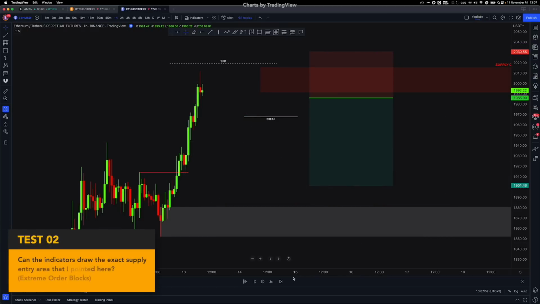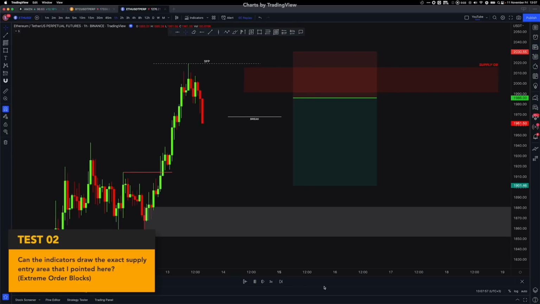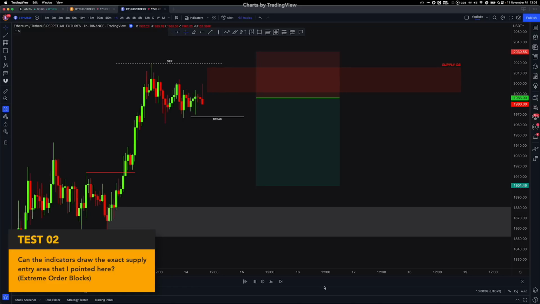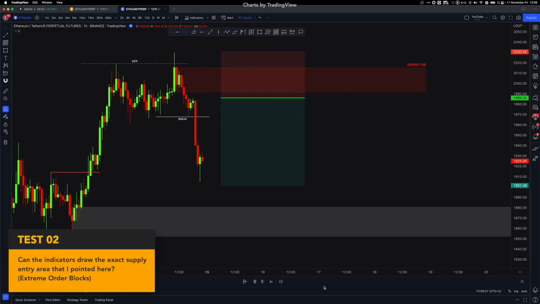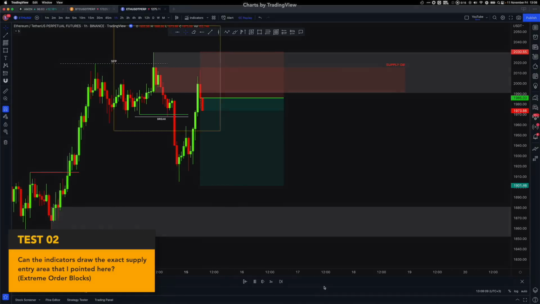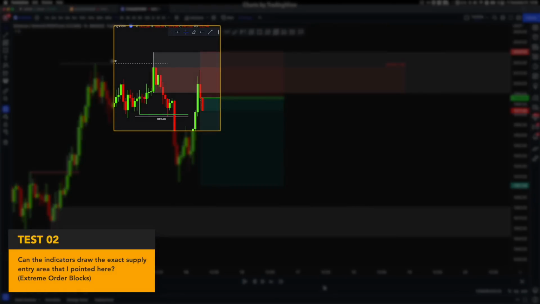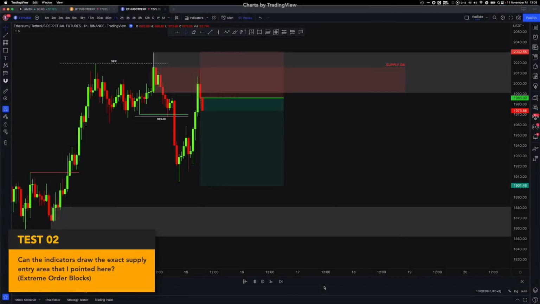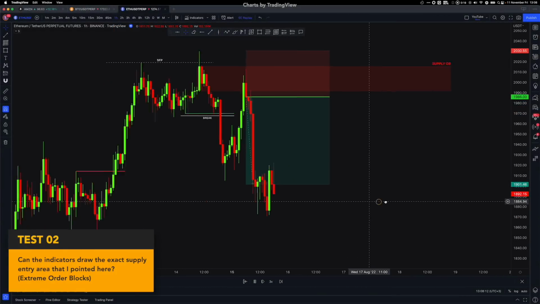In this test, I have prepared a really simple trade setup. What I want to see is if the indicator can identify the supply area as I would. Let's see. As you can see here, it draws a great break line. It also identifies the supply area and takes the whole candlestick into account. I enjoyed this indicator. It was very accurate.